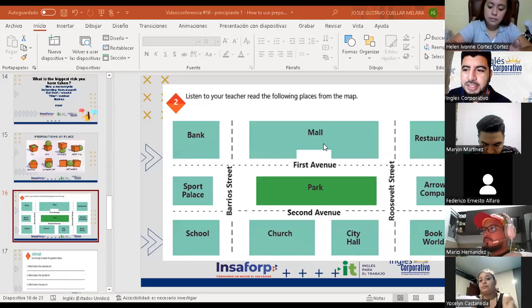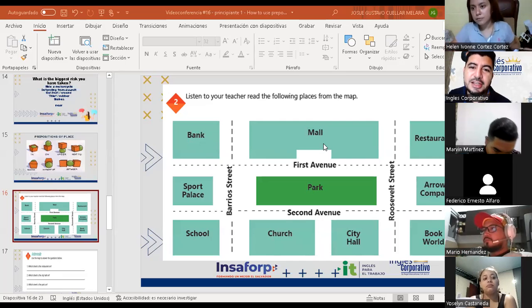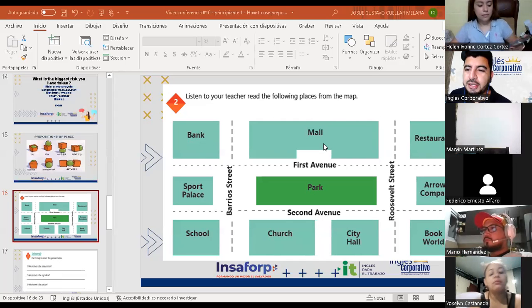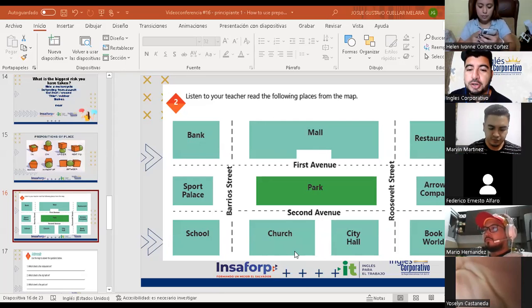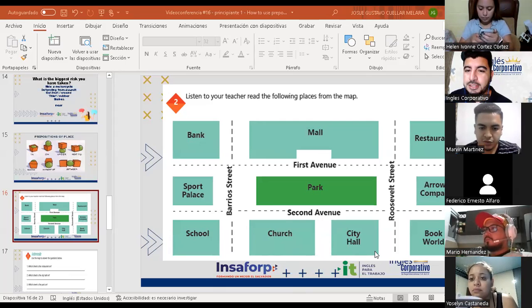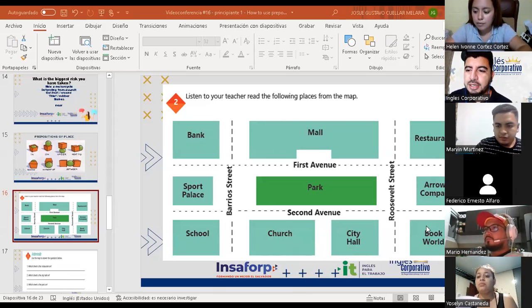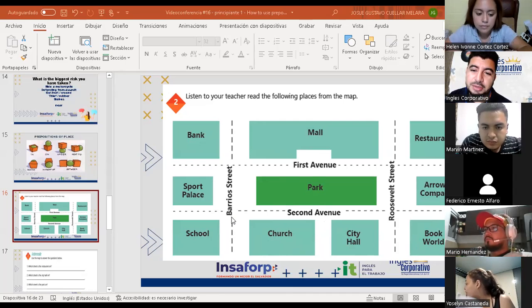Okay, tenemos acá bank. Mall, que es centro comercial. Restaurant, ya se sabe. Sport place, tenemos park. Arrows Company, que es nombre de una compañía. School, church, que es iglesia. City Hall, que es, pues, alcaldía, ¿verdad? And Bookworld, que es una tienda de libros. Y tenemos acá First Avenue, Second Avenue. Luego también tenemos Berry Street and Roosevelt Street.